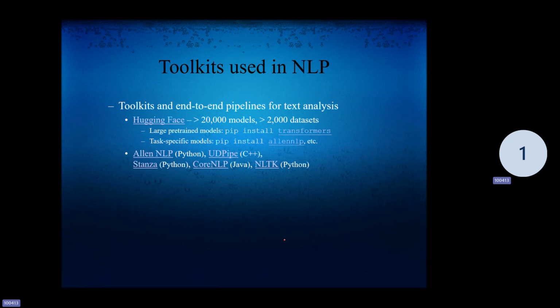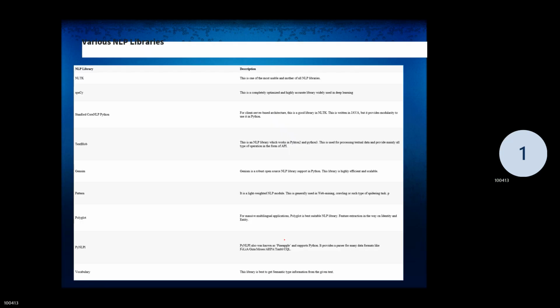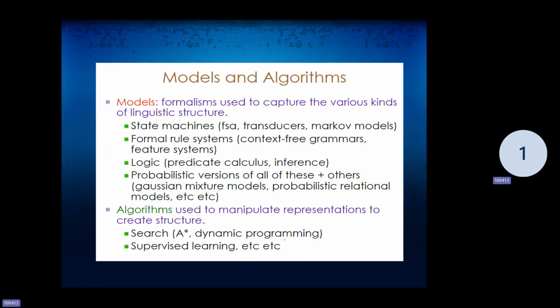Toolkits used in NLP: these are some of the toolkits used in NLP. The NLTK library is a suite that contains libraries and programs for statistical language processing. These are some of the NLP languages and their descriptions.